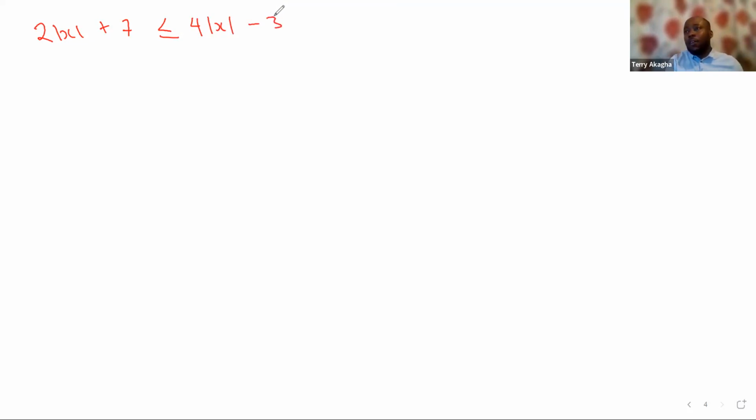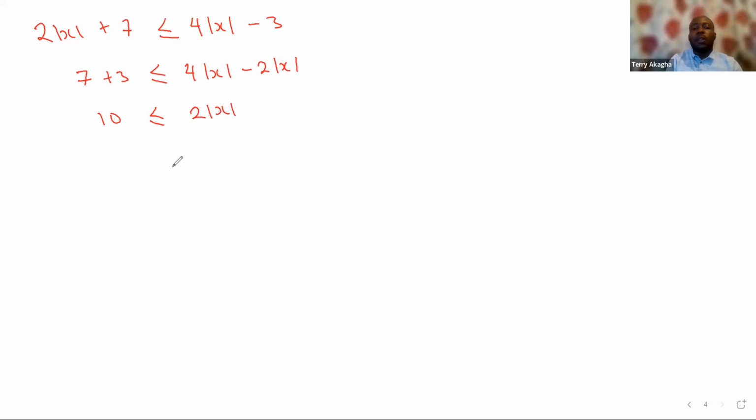So in this case now, let's collect like terms first, okay? So what we can do, we can take -3 to the other side. So it's going to be 7 plus 3. And it will now be 4x minus 2x. And this is going to give you 10 is less than or equal to 4x minus 2x, which will give you 2x.